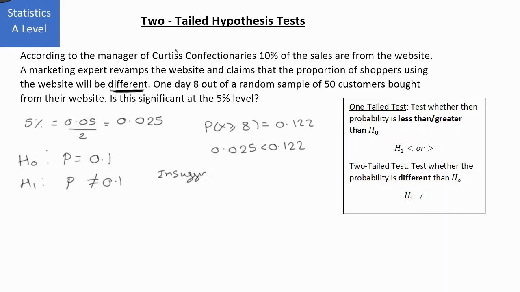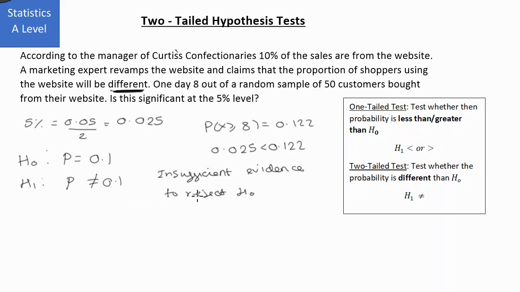Remember, you get a mark for writing this statement, so write it every time. Insufficient evidence to reject H0. Now, if it was found that the value we got was less than the significance level, then we'd say there is sufficient evidence to reject H0 in favour of the alternative hypothesis.